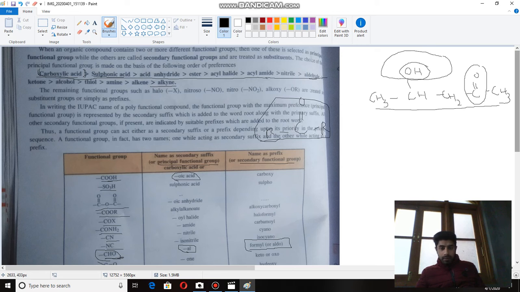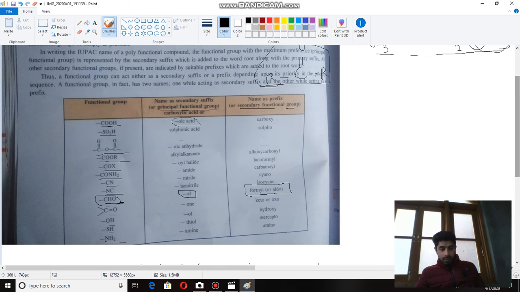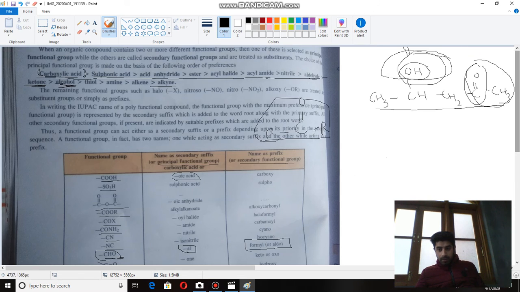Now see from the preference which one is given preference. Ketone is present here and alcohol is here. So ketone is given preference, then alcohol. So this will be our principal or primary functional group, and this part will be our secondary functional group. So while naming, this alcohol is present as secondary. What is its secondary name? Hydroxy.